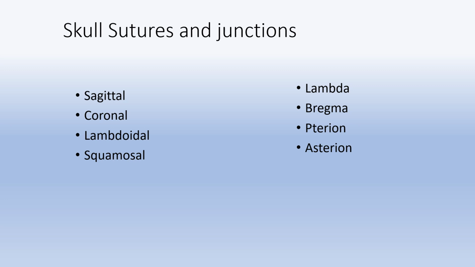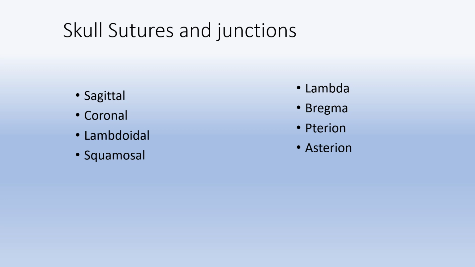The pterion, and that P is silent, so it's the terion suture, is the junction of the coronal suture with the squamosal suture. And that is roughly above the ear. And then that's the more anterior of the lateral sutures. The asterion is the more posterior of the lateral sutures, and it's the junction of the squamosal and the lambdoidal suture, which is just posterior to and superior to the mastoid tip.